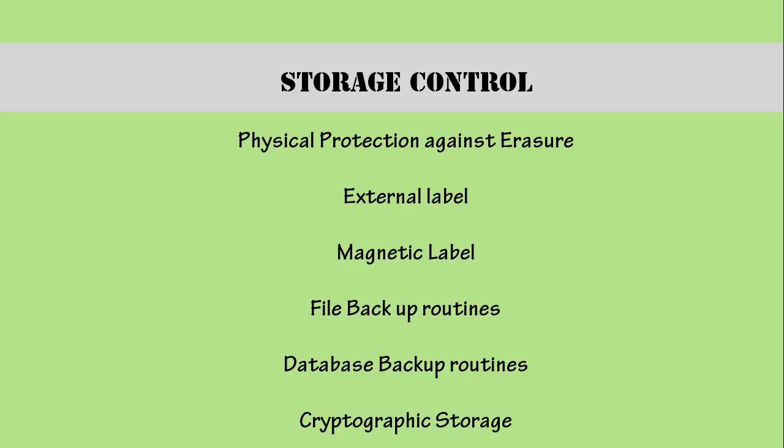So these are the different parameters of storage control you need to adopt to ensure that none of your data gets lost while you are transmitting something to another person, or if there is embezzlement, burglary or any other mishap. So you need to get your data stored with physical protection and against any erasure. You need to mark all those external labels, magnetic labels. You need to have file backup routines. You need to have database backup routines. Apart from that, you can go for cryptographic storage as well. So this was all about storage control.